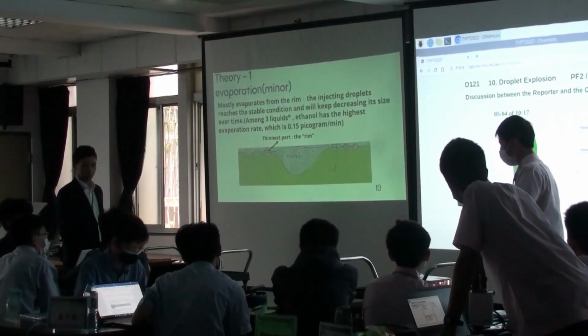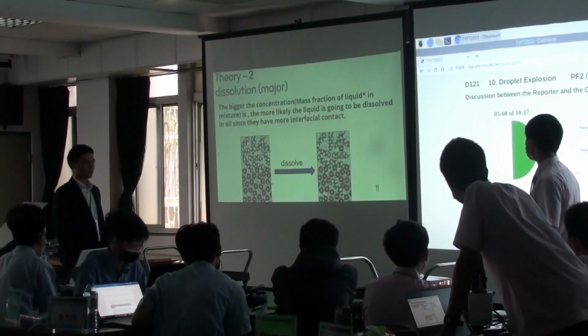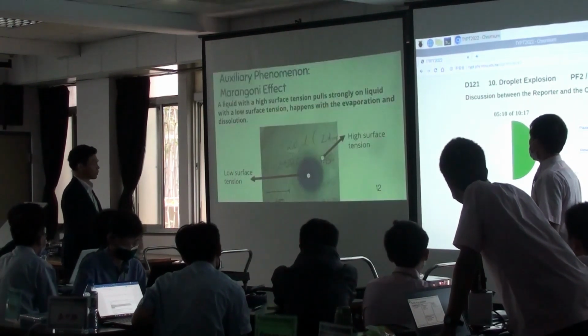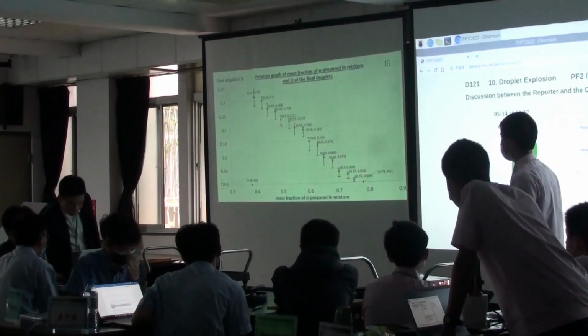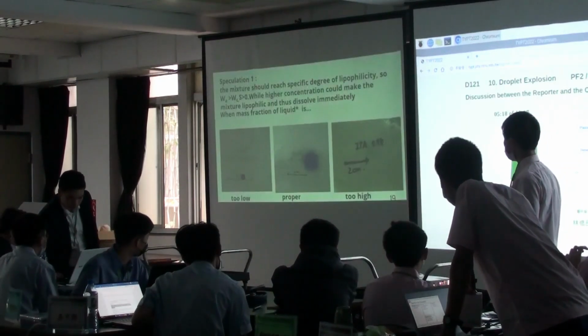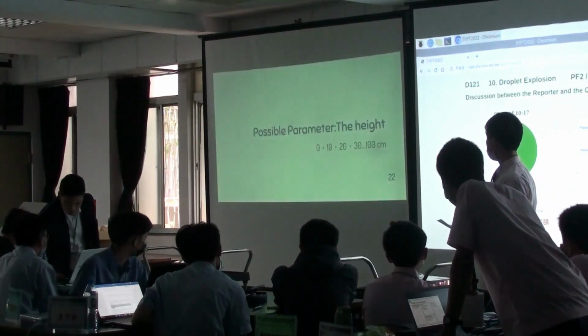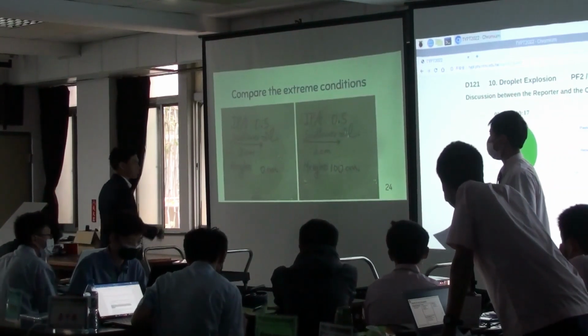Okay, so let's move on to the next one, about the drop height. You stated that the drop height wouldn't affect the final results. Yes. According to observation, the drop height does not significantly affect the final results. So could you explain how?